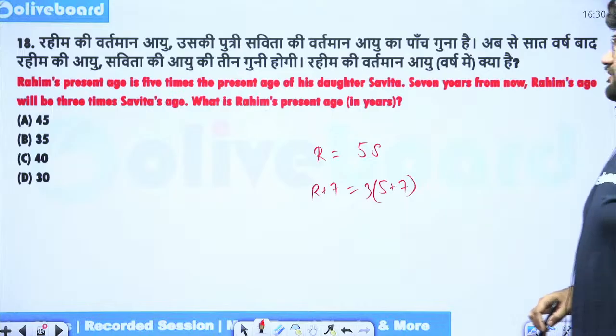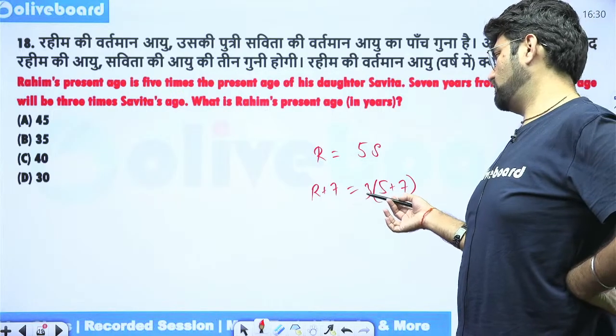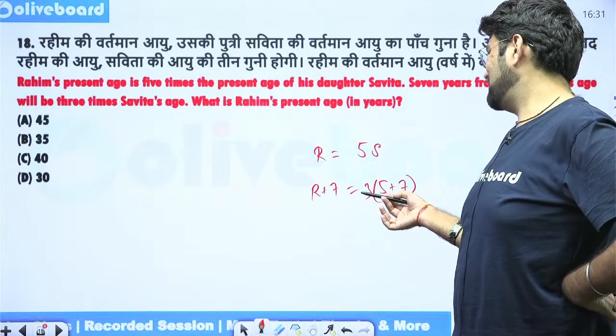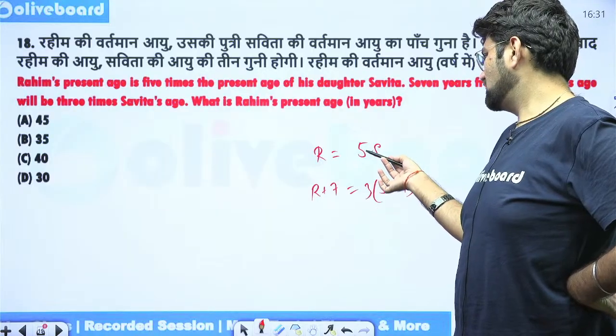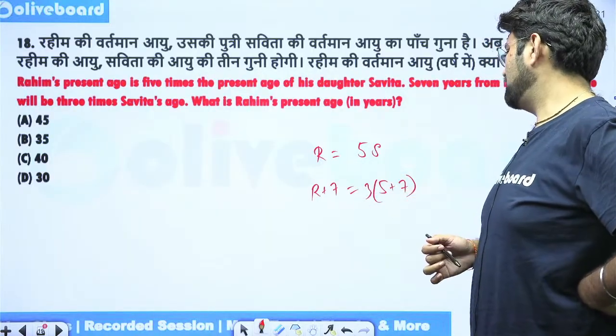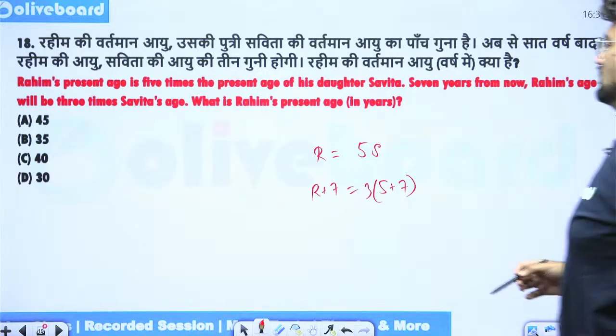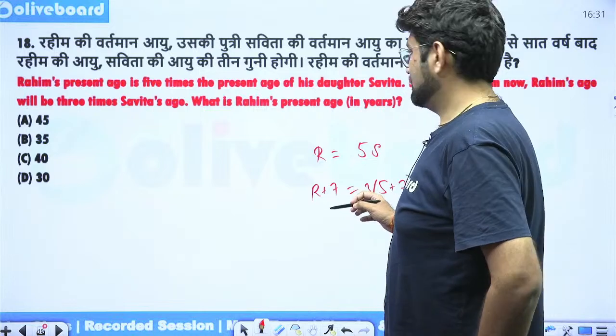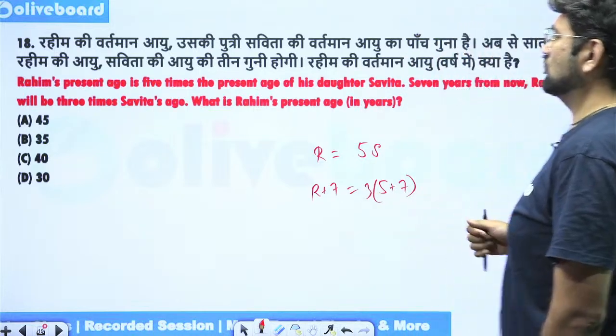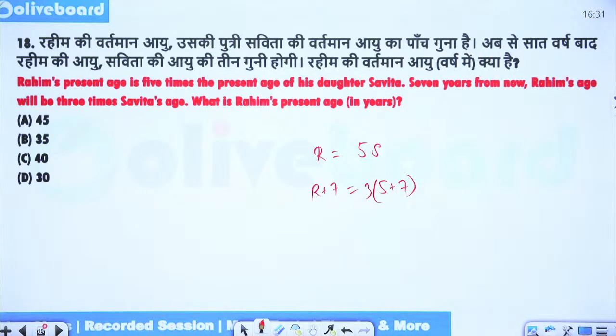You can solve it by substitution also if you want. Just put S as R by 5 here. That will be better. Or what you can do is, you can solve it using the options also. What is Rahim's present age? So Rahim's present age is 5 times the present age of his daughter.